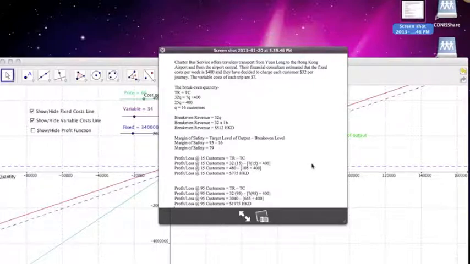So the profit and loss at 15 customers would equal the total revenue minus the total costs. Therefore it would be 32 times 15 minus 7 times 15 plus 400, which would be the fixed costs. So in the end, the profit and loss at 15 customers would be 775 Hong Kong dollars, while the profit and loss at 95 customers would be equal to the total revenue minus the total cost. Therefore, it would be 1,975 Hong Kong dollars.